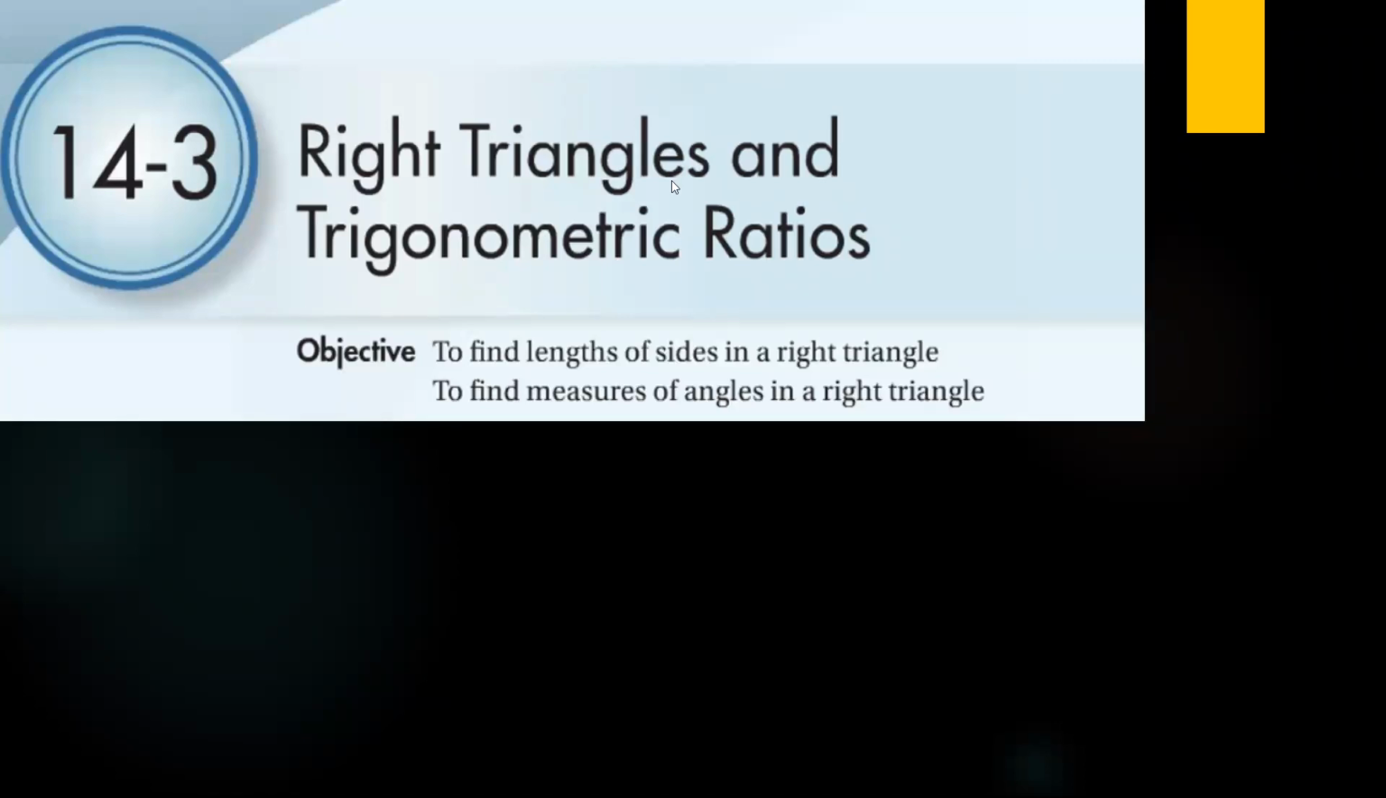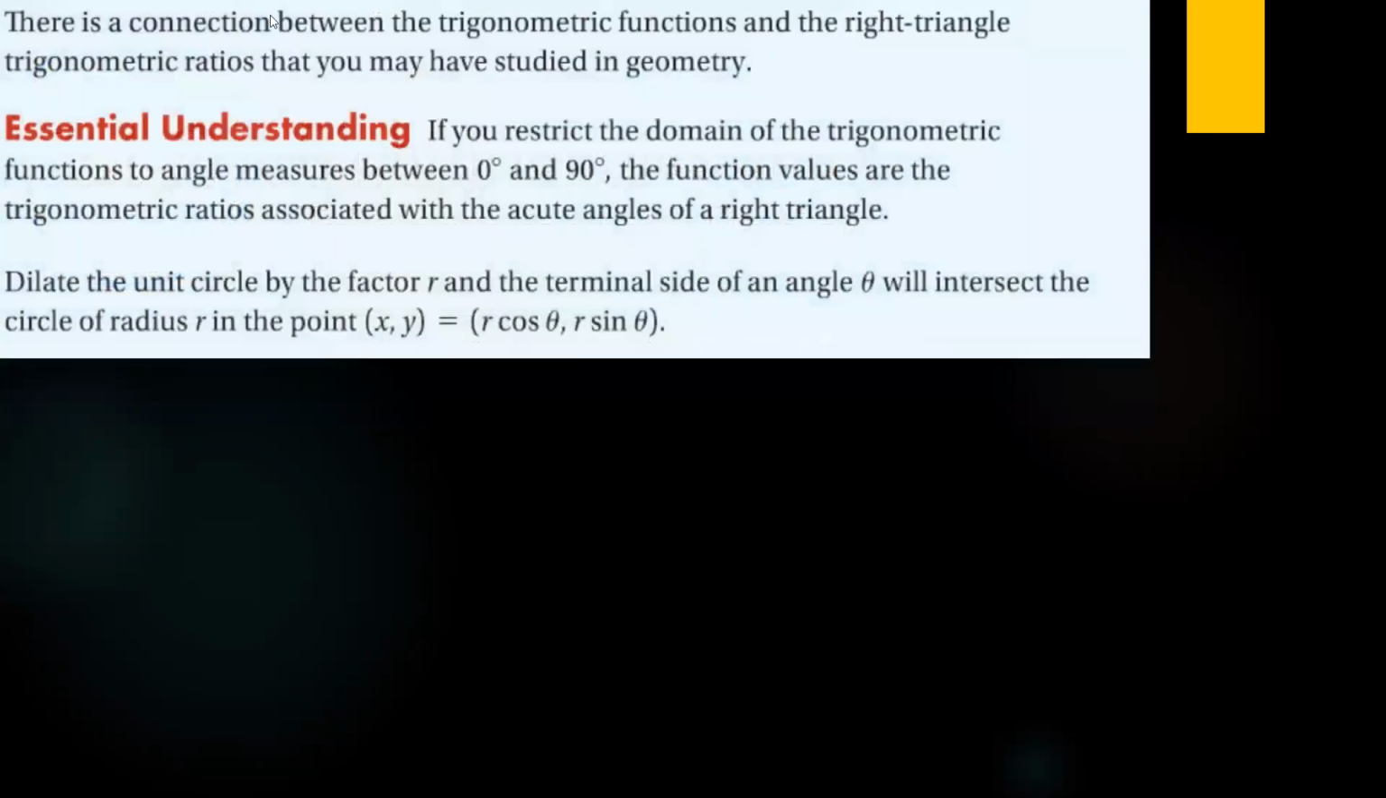And in grade 9, I think, we talk about the trigonometric ratios, where the sine is opposite over hypotenuse and so on. Today we are going to see the relation between the trigonometric ratios and the trigonometric functions. So there's a connection between them, as I told you before.